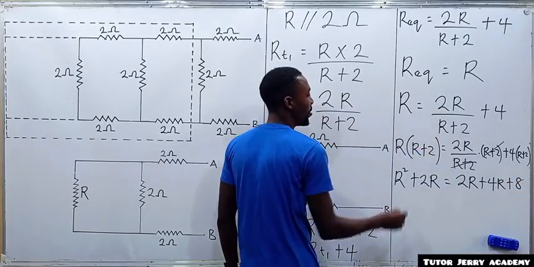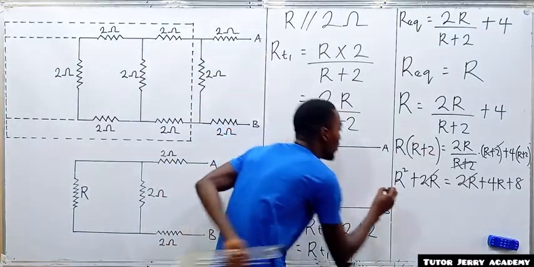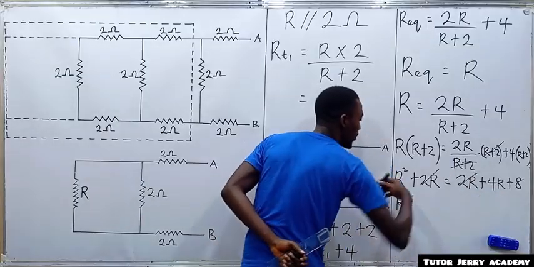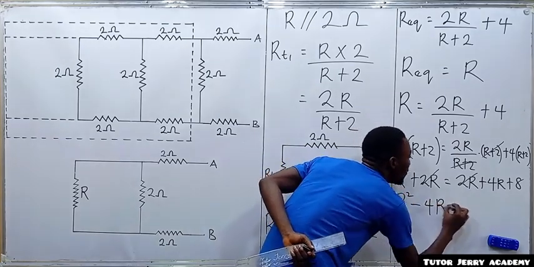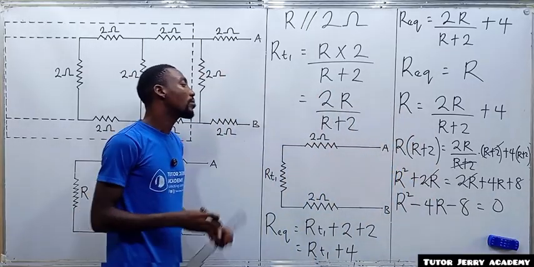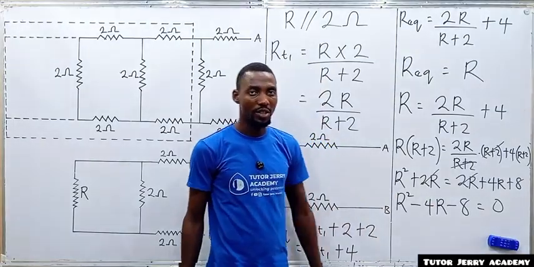Plus 8. And you are going to observe that this 2R will go with this 2R. Then we are going to be having R squared. Then if we bring this one to this other side, it's going to be minus 4R. Then if you bring this 8, minus 8, everything equals to what? 0. Alright, so you are going to observe that this becomes a quadratic equation, right?